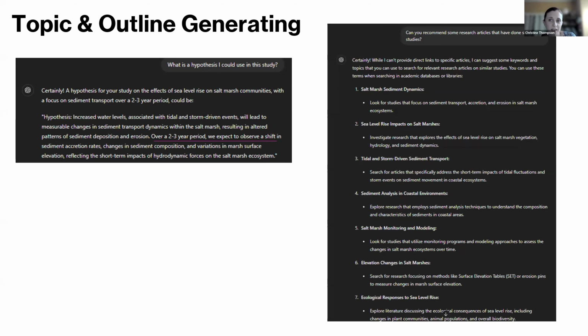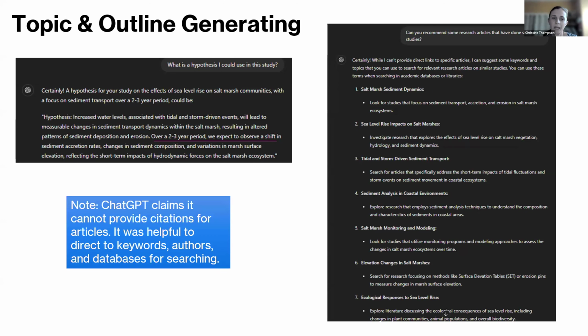And then I asked it to recommend research articles. It couldn't provide direct links, as I think we've talked about, but it gave ideas of keywords. I was also able to get it to generate names of real people who study these types of things, to maybe look up their papers. It cannot put citations into articles. I asked it to do that just to see where it would go, and it said it couldn't. Instead, it directed them to keywords, authors, and databases for searching. So with the type of work I was expecting of the students, I don't think that ChatGPT could have provided a whole researched and cited proposal.